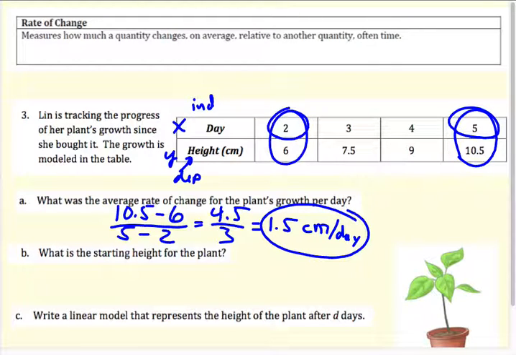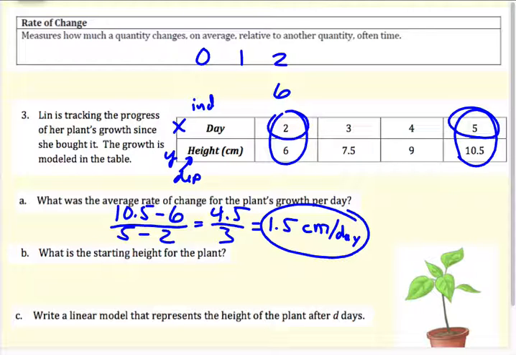Centimeters per day. It's growing. What is the starting height of the plant? Now, you would think it would be 0, right? Well, I'm going to go to day 0. So if day 2, it's 6, right here, it's 6 centimeters tall. How tall is it on day 1 and how tall is it on day 0, our starting day?